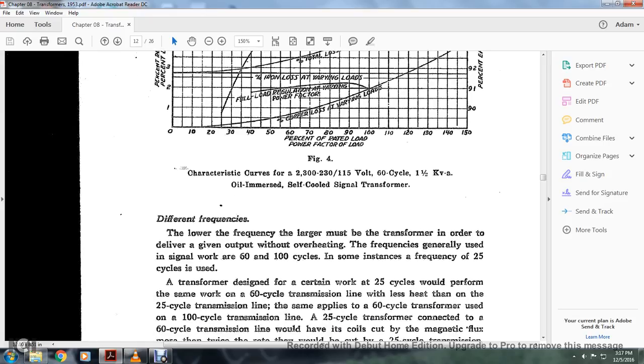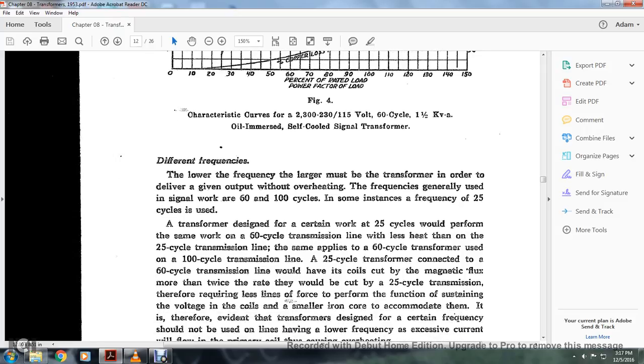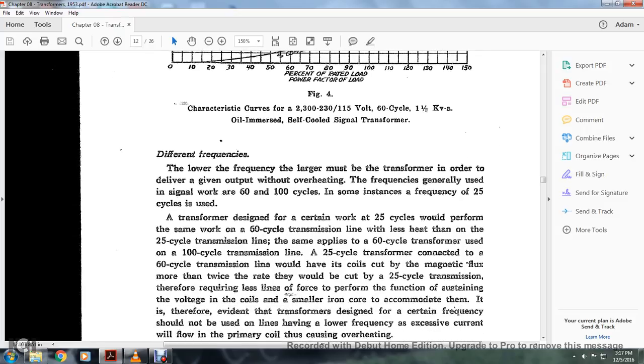At different frequencies, the lower the frequency, the larger the transformer must be in order to deliver a given output without overheating. Generally, signal work uses frequencies of 60 to 100 cycles. In some instances, a frequency of 25 cycles is used. A transformer is designed for a certain work at 25 cycles to perform the same work as at 60 cycles, with less heat than one on a 25 cycle transmission line.